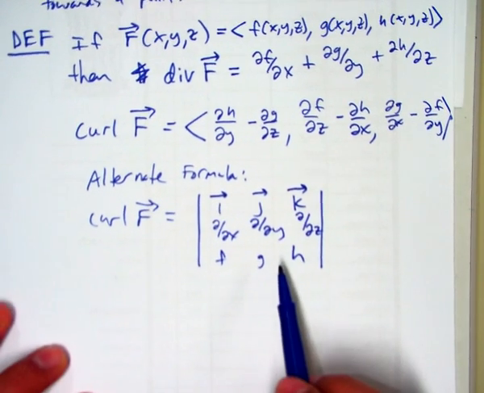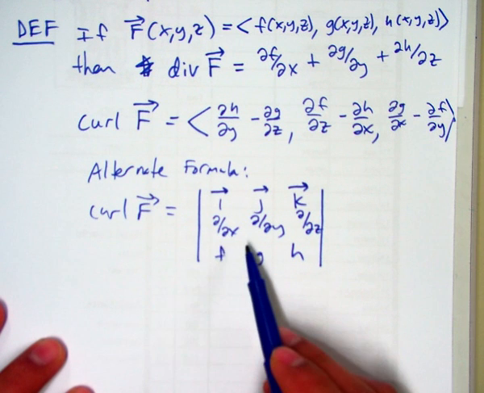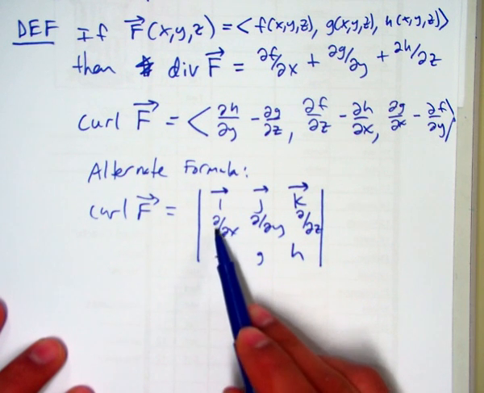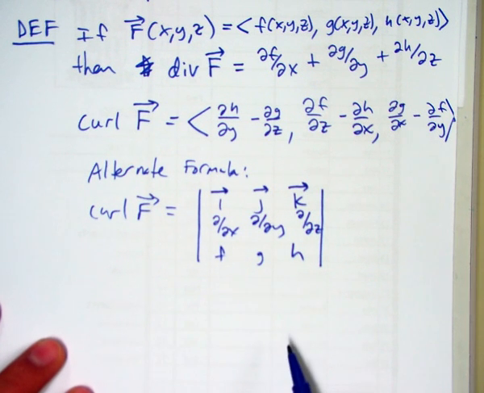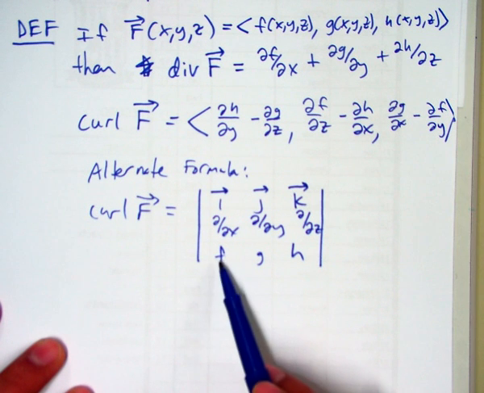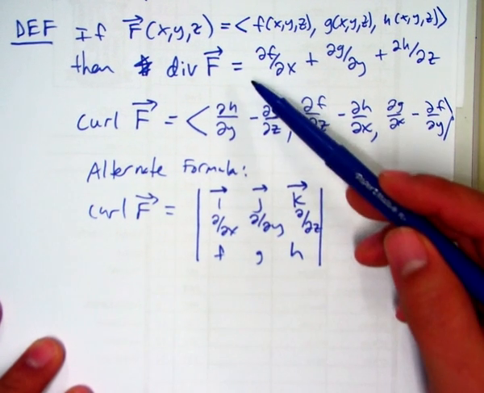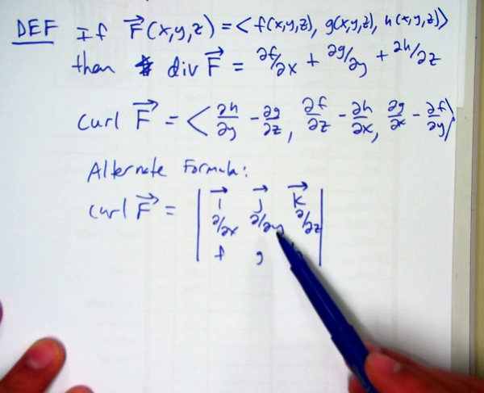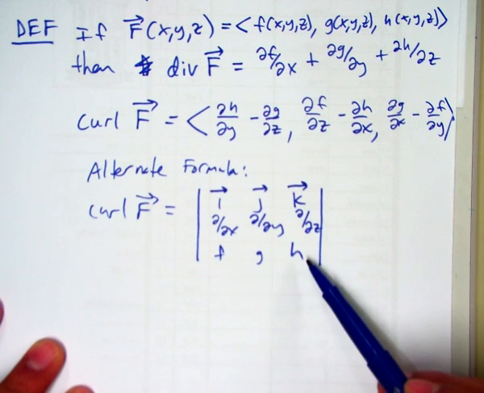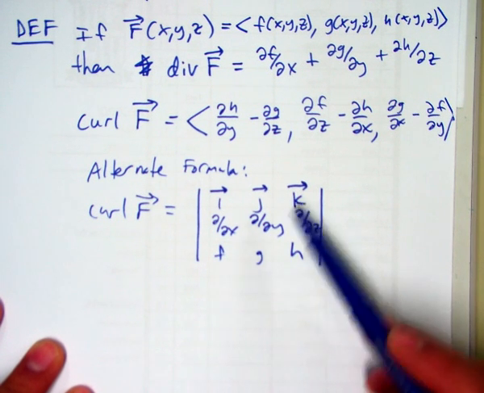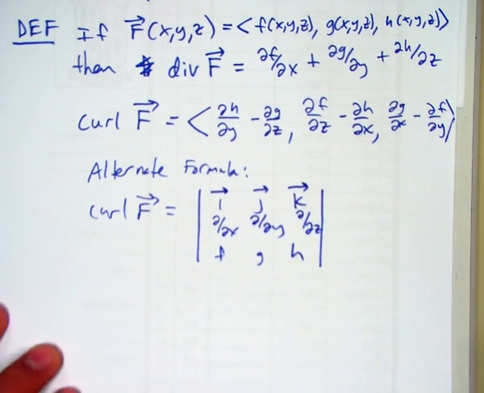i, j, k. Second row is just the operators partial x, partial y, partial z. And then in the bottom row, it's just f, g, h. So if you look up here, you can see that the i component would be partial h, partial y, minus partial g, partial z, and everything checks out. Okay, so this is a nicer way to remember it.